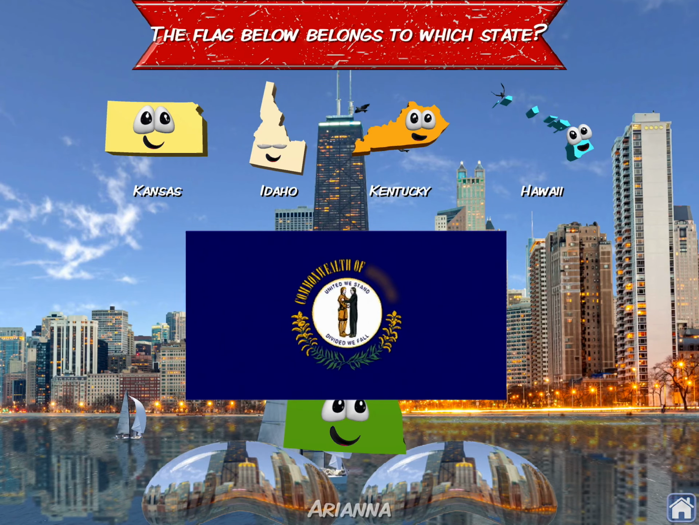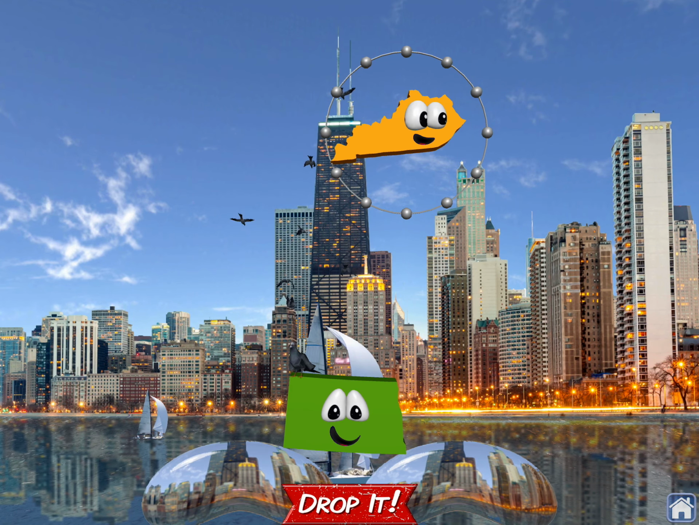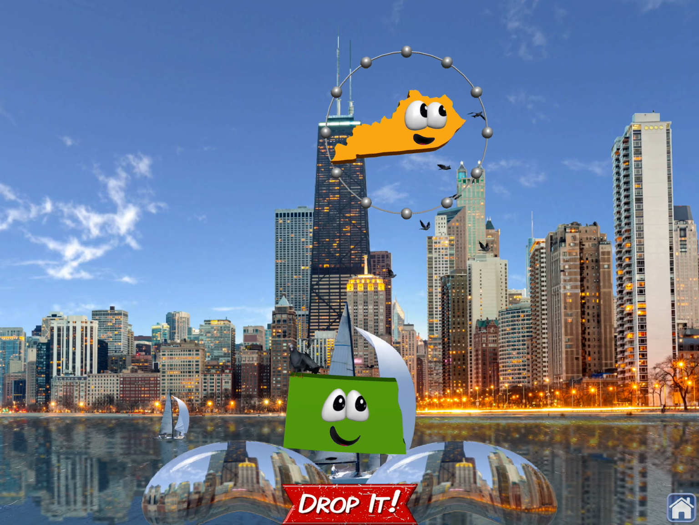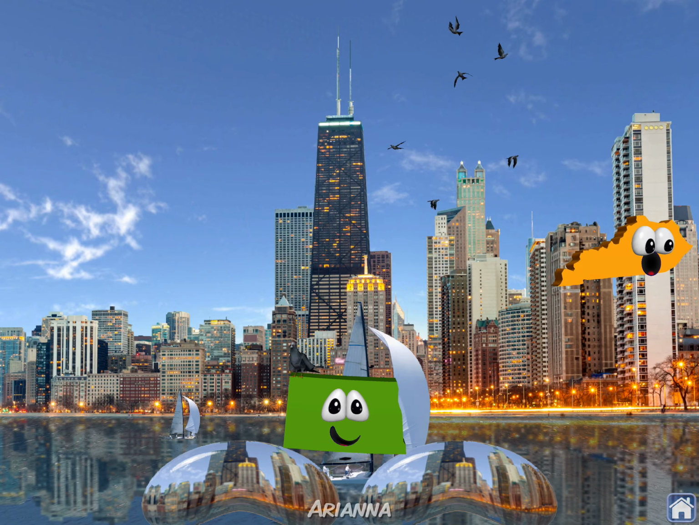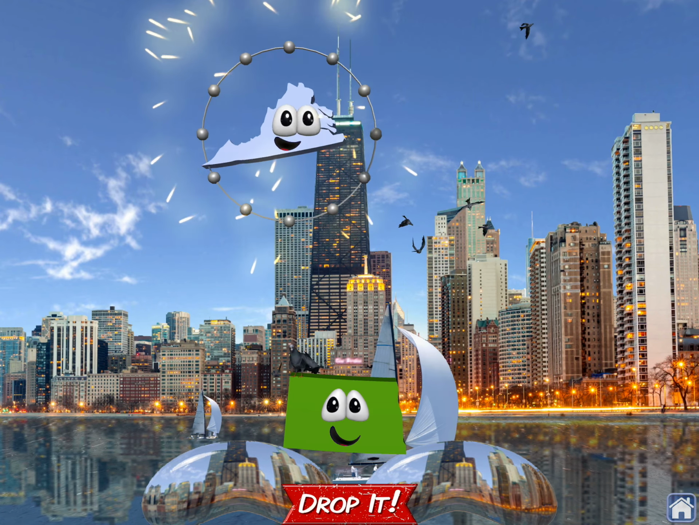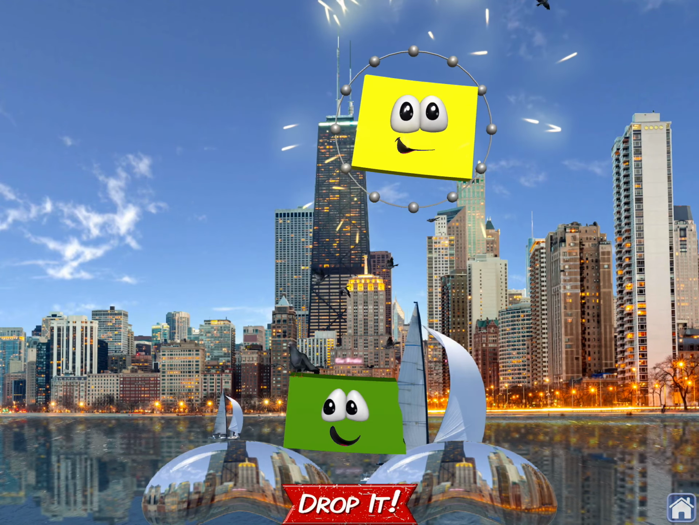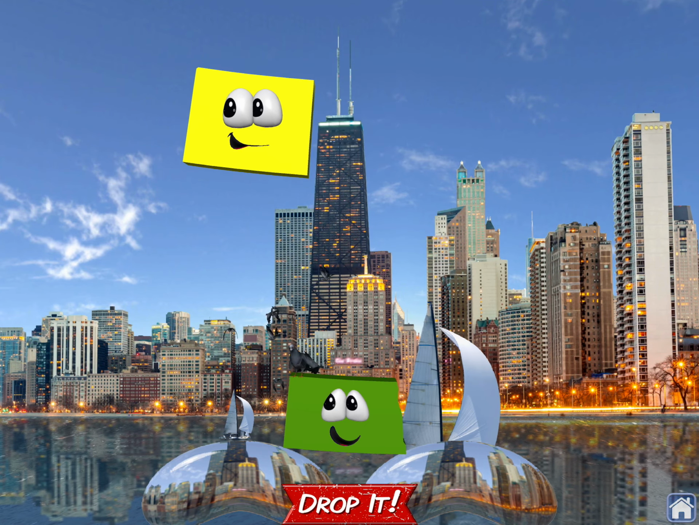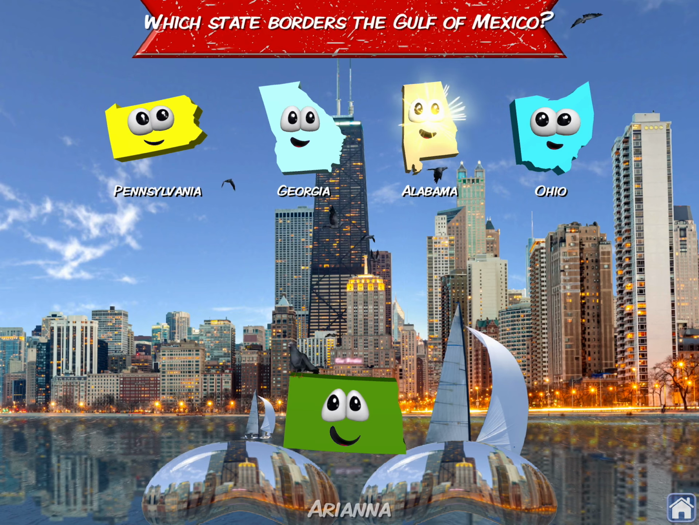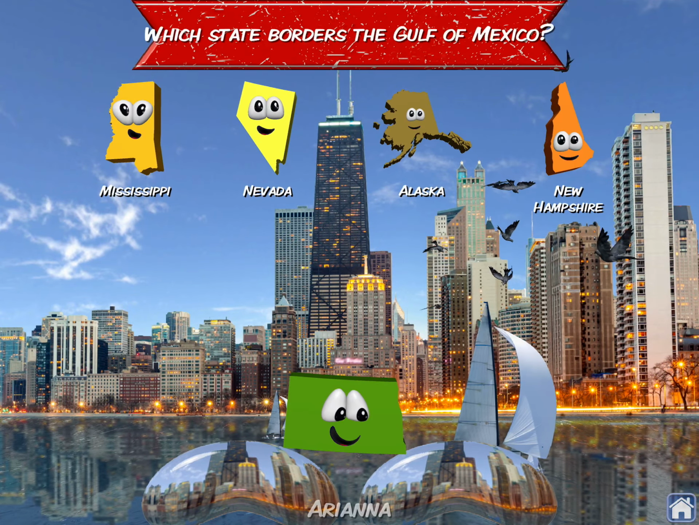The flag below belongs to which state? Kansas, Kentucky. Which state borders the Atlantic Ocean? Virginia. The flag below belongs to Wyoming. Which state borders the Gulf of Mexico? Alabama. Which state borders the Gulf of Mississippi?